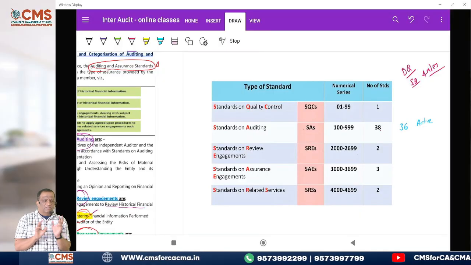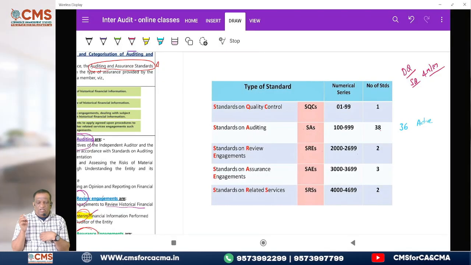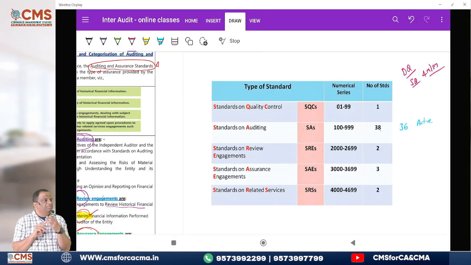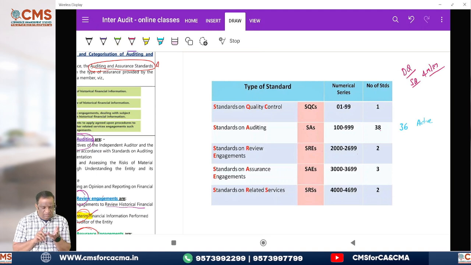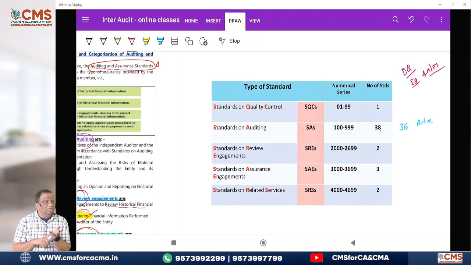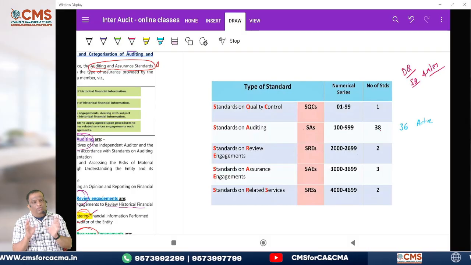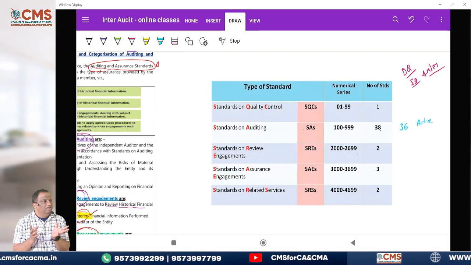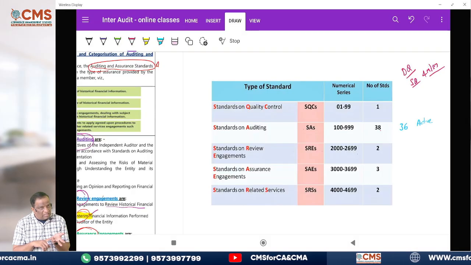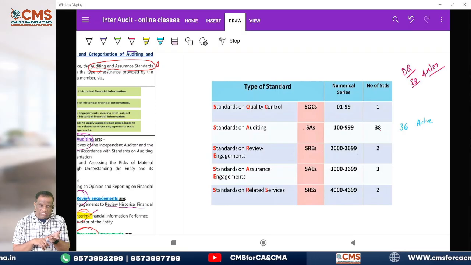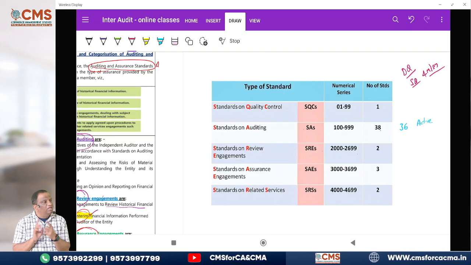Now, just revise it and then let's keep it aside. What are the 3 types of assurance? Absolute assurance, reasonable assurance, and limited assurance. And who will issue what? Investigator will issue absolute assurance, auditor will issue reasonable assurance, and reviewer will issue limited assurance.